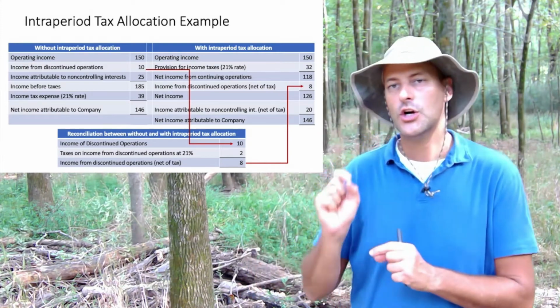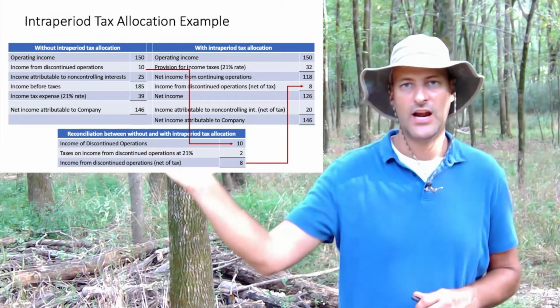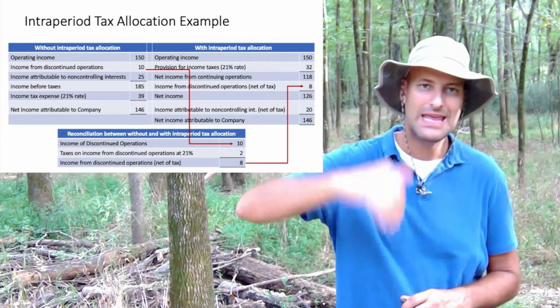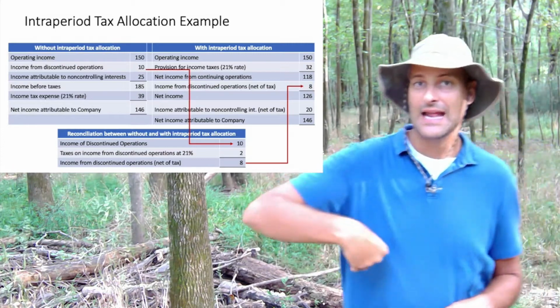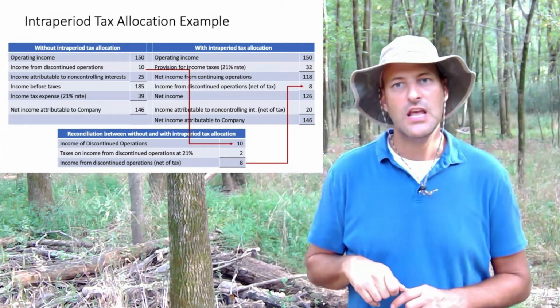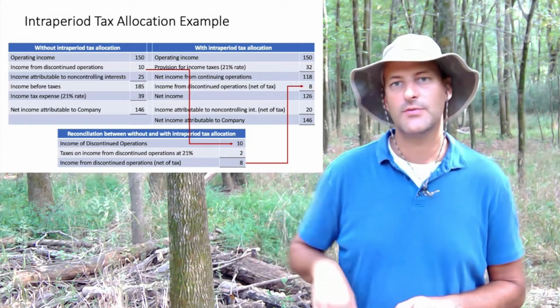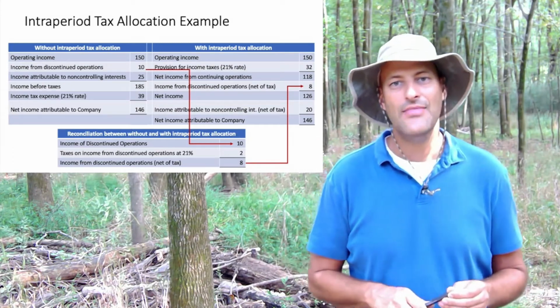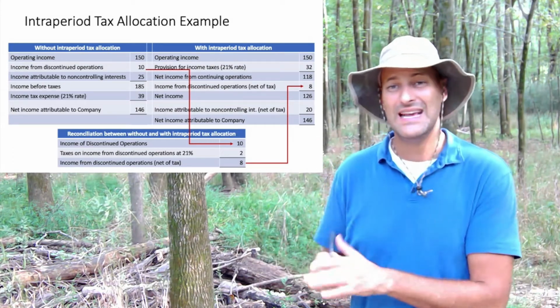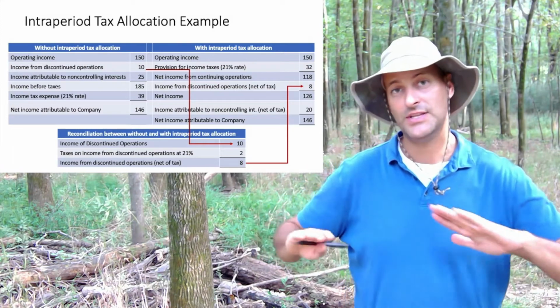Note, we took the $2 of tax out of our provision for income taxes and netted it against our income from discontinued operations. We do the exact same thing on income attributable to non-controlling interests. And then our net income attributable to the company is the same regardless of where we put the tax amount.